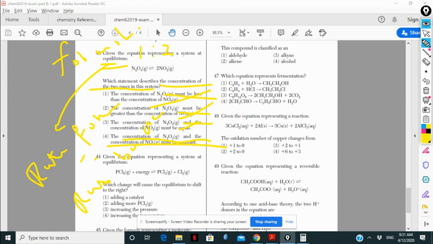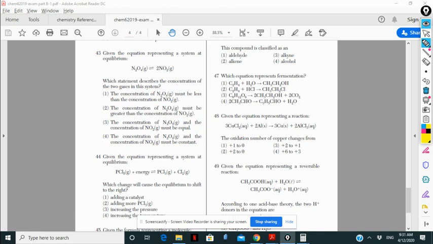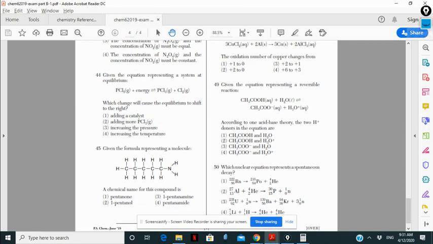Except is constant. So the answer must be number 4. Question number 44. Given this equation representing a system at equilibrium, which change will cause the equilibrium to shift to the right? So we want to shift it to the right.